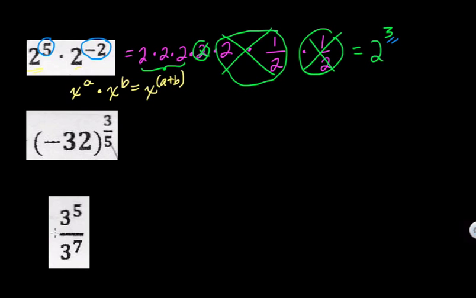Let's jump here to the last problem. You can imagine that when we're multiplying, if we're adding exponents, when we divide, since division is opposite, the general shortcut is to subtract the exponents. So when we're multiplying, we add the exponents. When we divide, we subtract the exponents, as long as the base is equal.